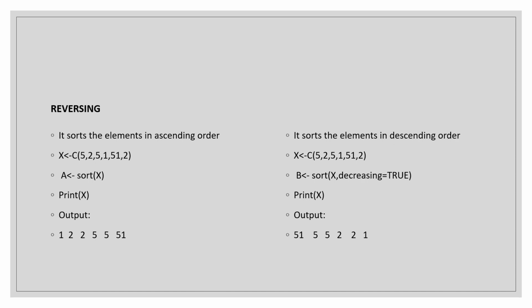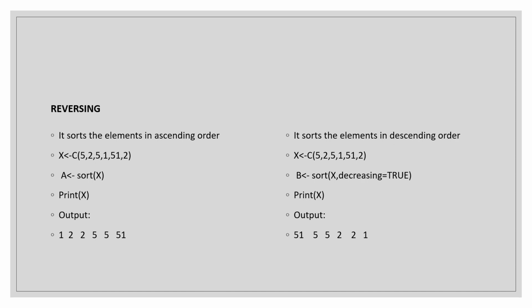So if you want to sort the elements in descending order, it is the same as ascending order, but the only difference is we give decreasing equals TRUE in the sort function. As you can clearly see, v equals sort of x comma decreasing equals TRUE. That means we are arranging the vector in a descending order.